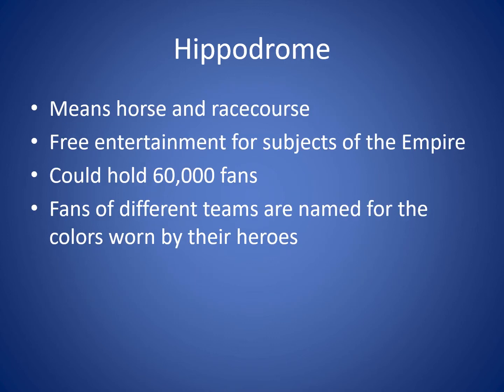Hippodrome means horse and race course put together. And this was free entertainment for the subjects of the empire. This hippodrome could hold 60,000 fans. And as we said, the fans of different teams were named for the colors worn by their heroes, the charioteers.